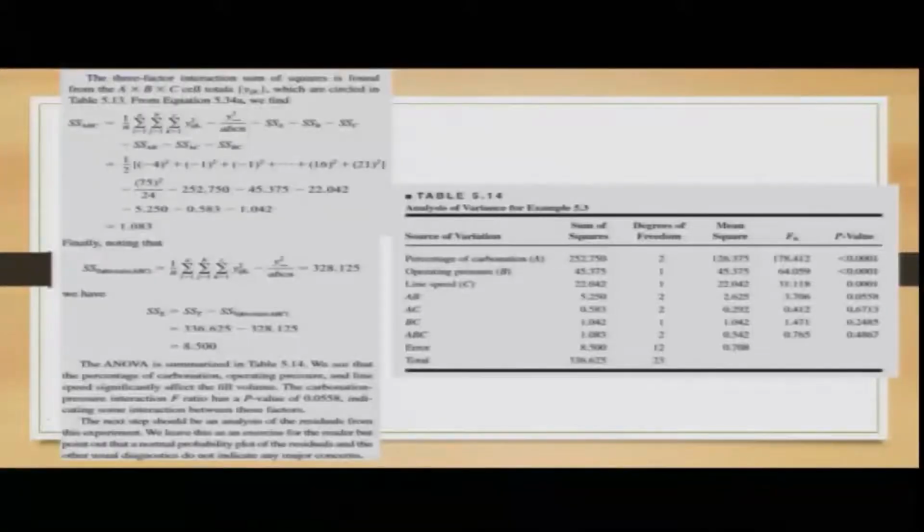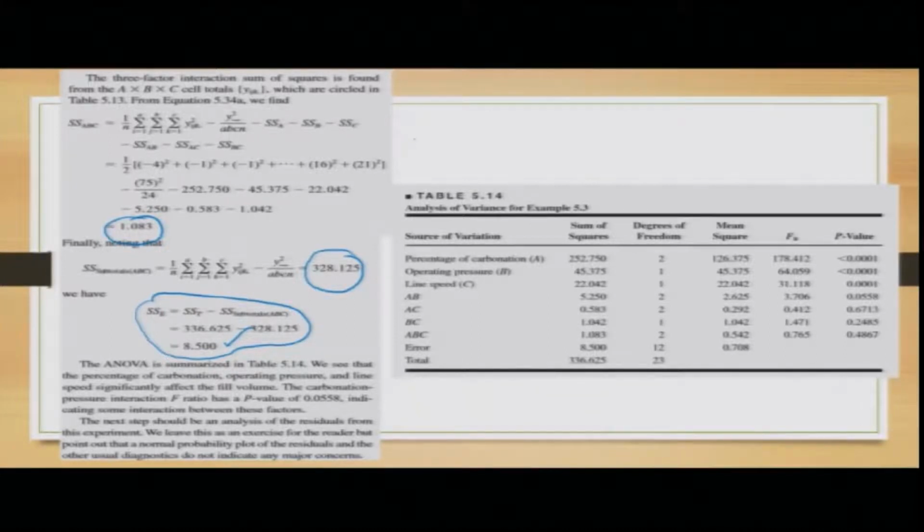So, if I do so, let me change. If I do, the value comes out to be 1.083, and the subtotal for ABC, calculating it, the value comes out to be 328.125. From that you can find the sum of squares of the errors. So, this is the error which I am finding, which is 8.50. So, now basically I will have a table. Before reading it, I will go first to the table and then come back.